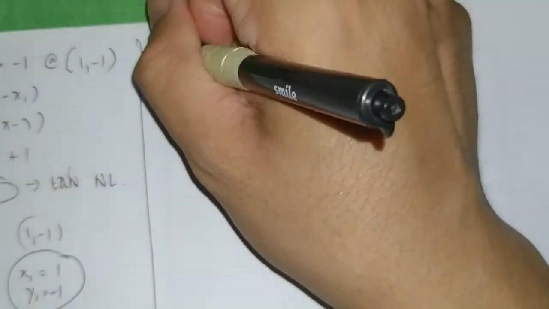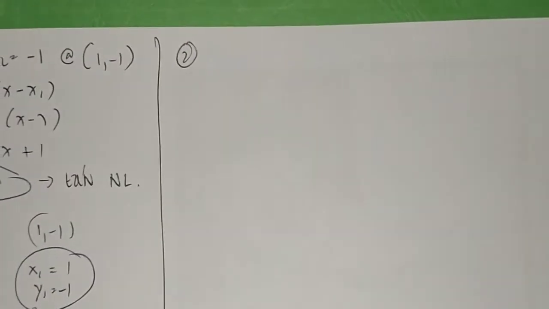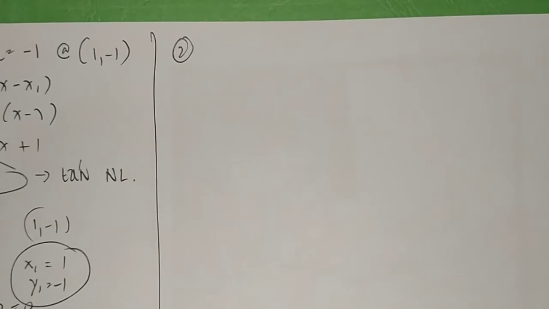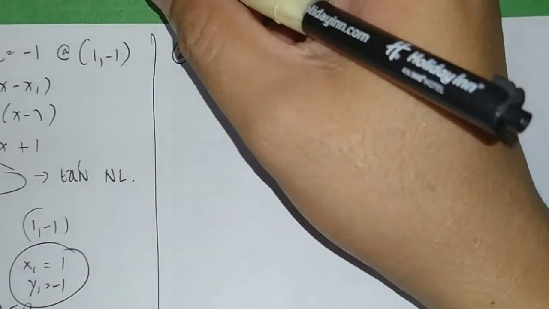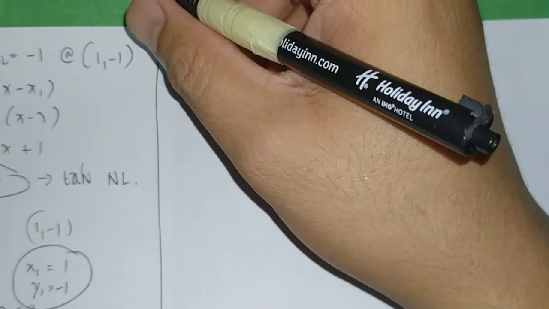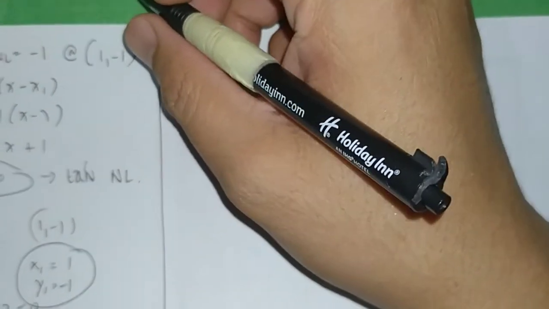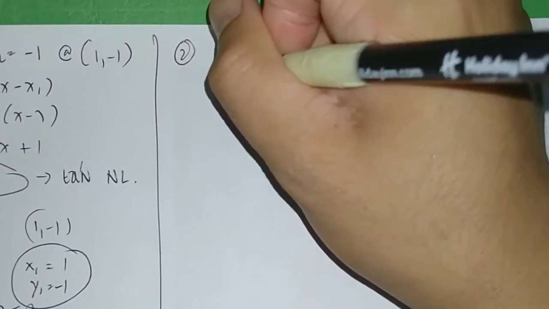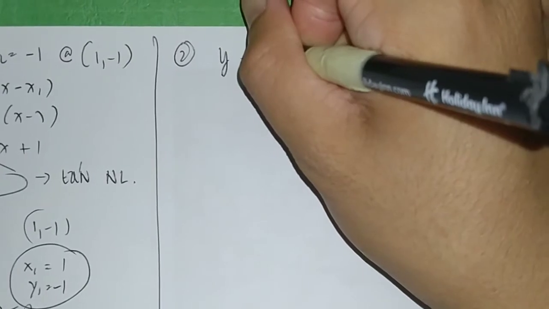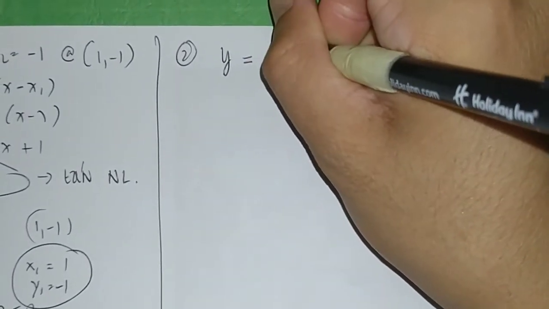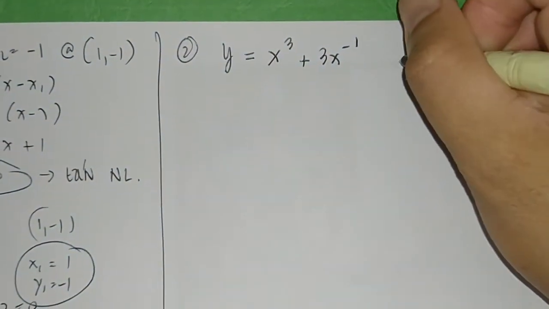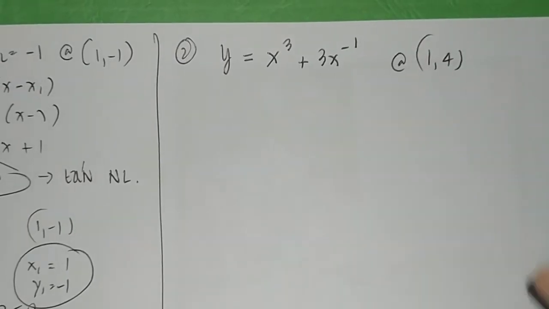So let's try another example. Find the equation of the tangent line and normal line to the curve y equals x cubed plus 3x raised to negative 1 at 1 comma 4. So x cubed plus 3x raised to negative 1 at 1 comma 4.